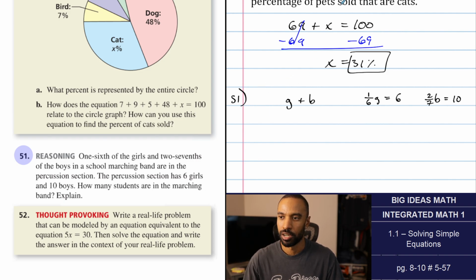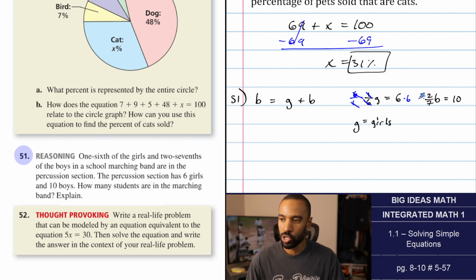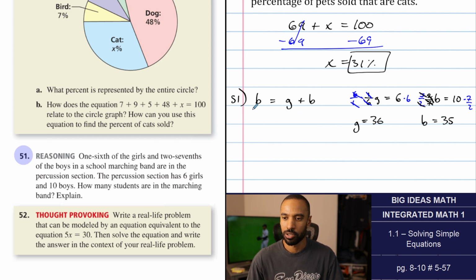I do not want to leave that S there. I'll put B for band, number of members in the band. So how many girls are there total? 1/6 times G, I multiply by 6 over 1, which is the same thing as times 6. 6 times 6 is 36, so there are 36 girls in total in the band. Multiply 7 over 2 for boys here. Hopefully no fraction answers. 10 divided by 2 is 5. 5 times 7 is 35. There are 35 boys. G equals 36, and there are 35 boys. 36 girls and 35 boys.